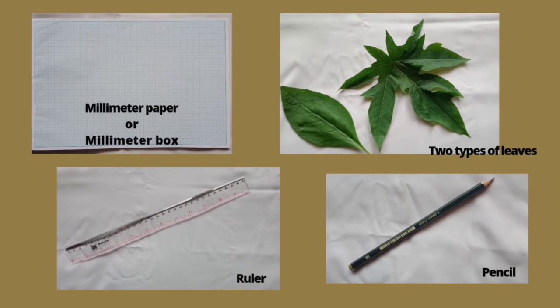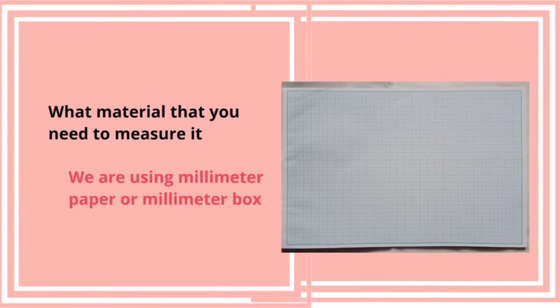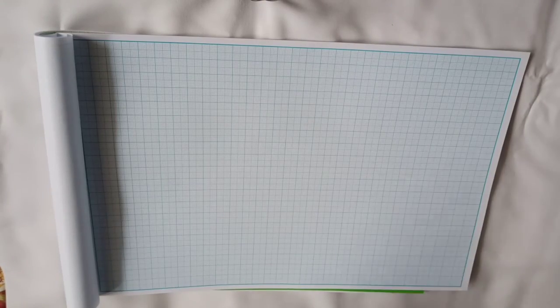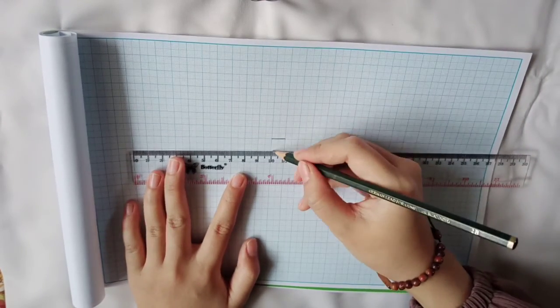Why is area called a derived quantity? Because in the area there is a multiplication process based on the area formula of each two-dimensional figure. So, let's start to measure the area of a leaf. There are tools and materials. The first is millimeter paper, two types of leaves, a ruler, and a pencil. What material do you need to measure it easily? We are using millimeter paper or millimeter box. Put a ruler on the paper to check and make sure how many squares are taken to fill 1 centimeter.